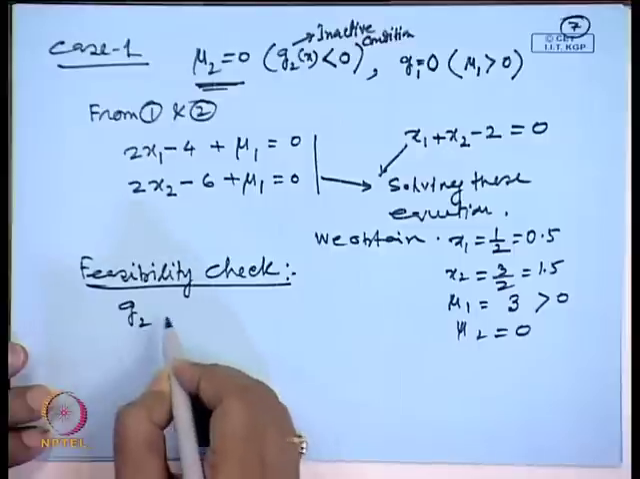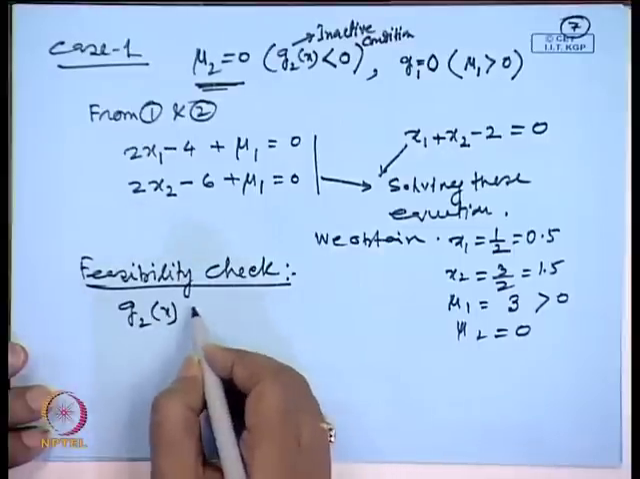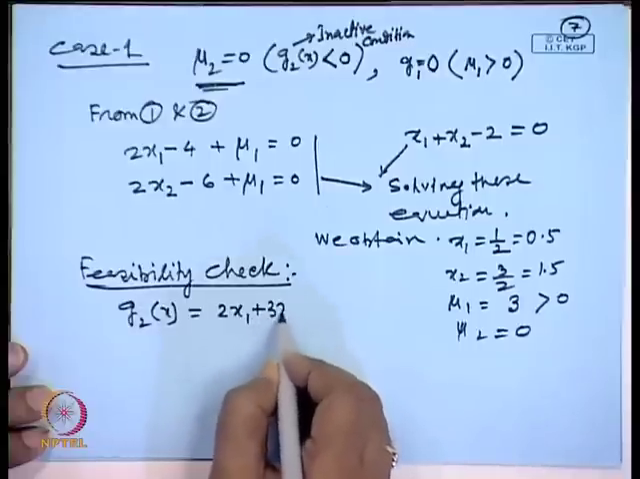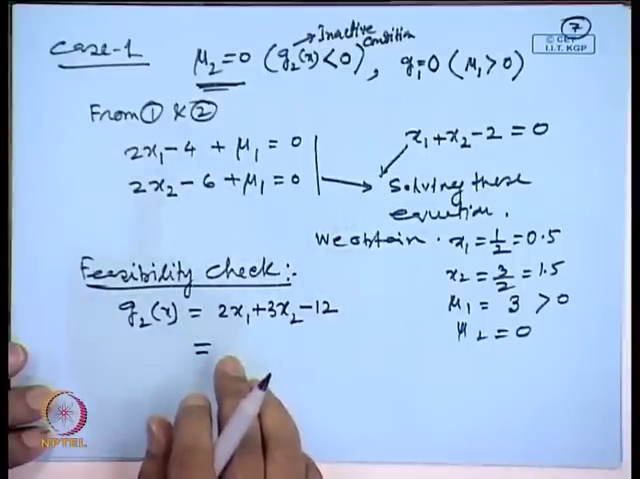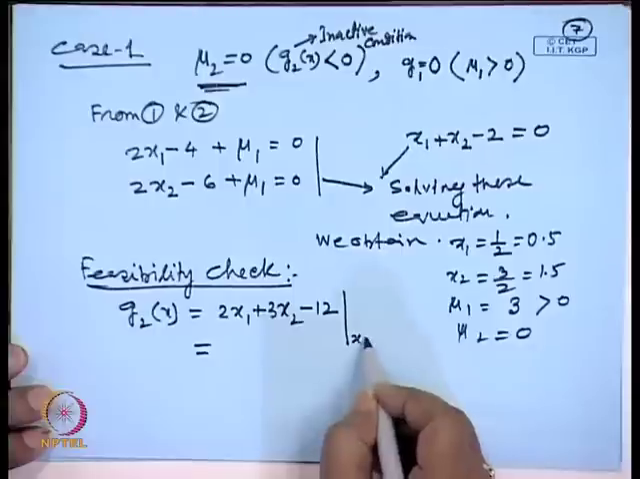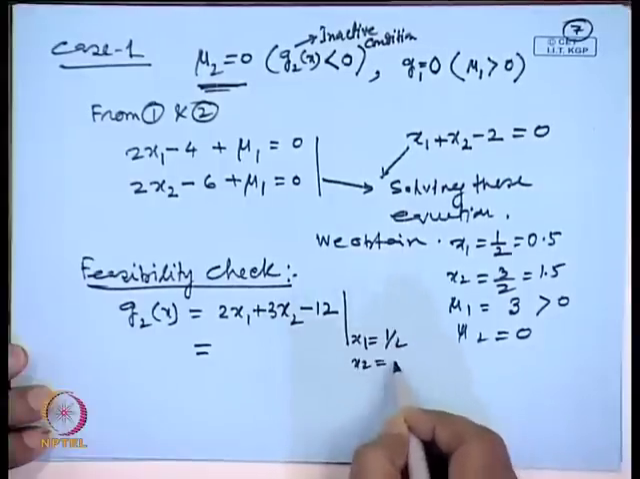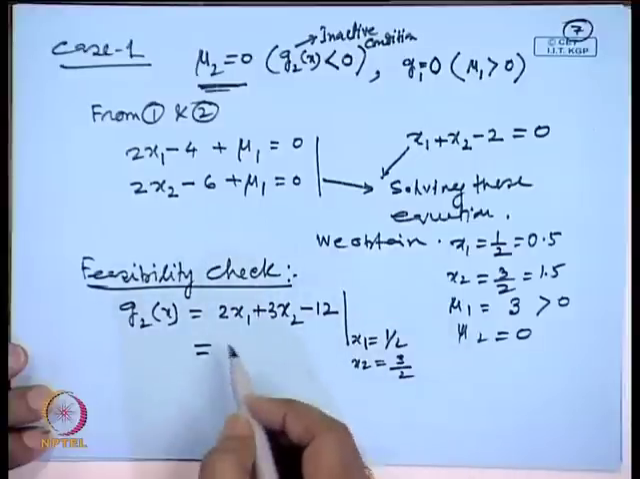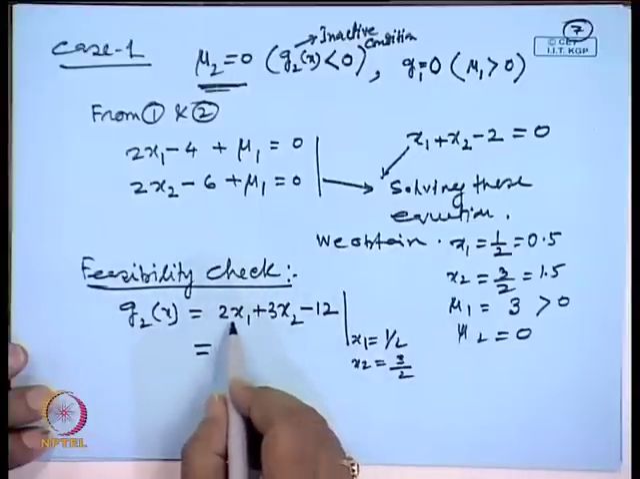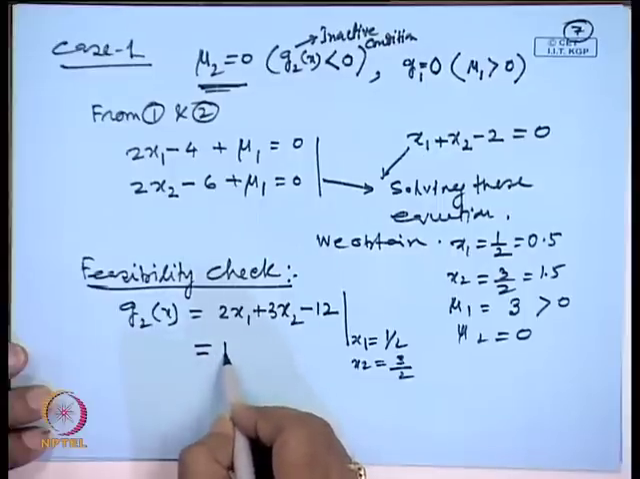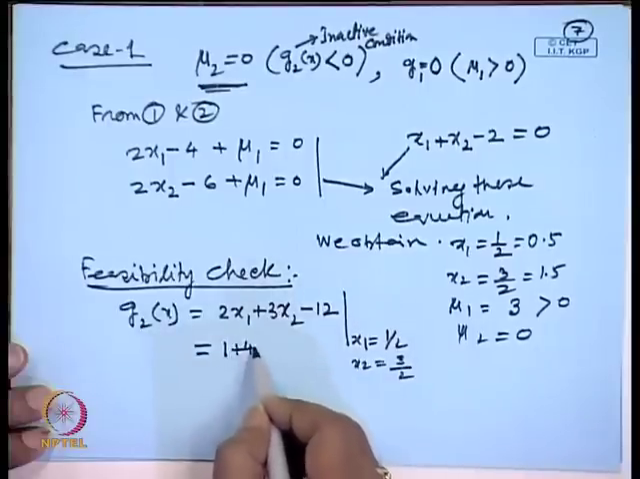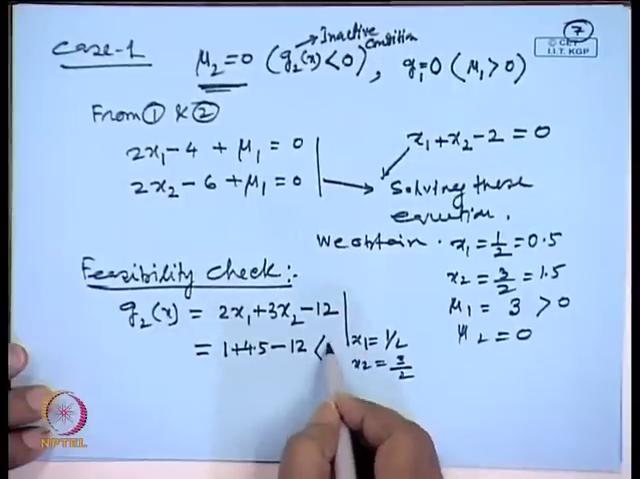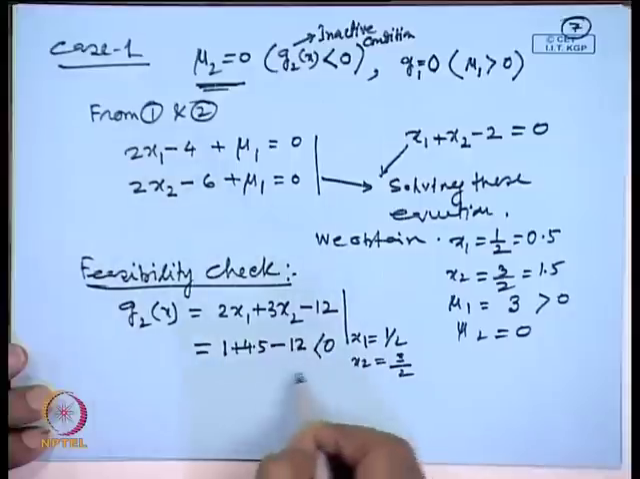So, we have to check g 2. g 2 of x is twice x 1 plus 3 x 2 minus 12, and this condition must satisfy less than or equal to 0. If you put the value of x 1 equal to half and x 2 equal to 3 by 2, then we get: half times 2 is 1, and 3 times 3 by 2 is 9 by 2, which is 4.5, minus 12. That means 5.5 minus 12 is less than 0. So, this satisfies this condition.